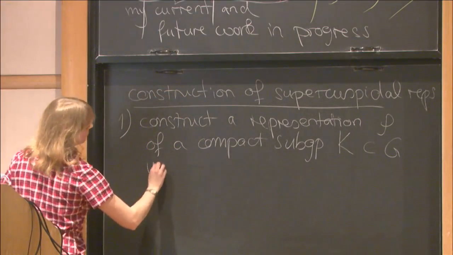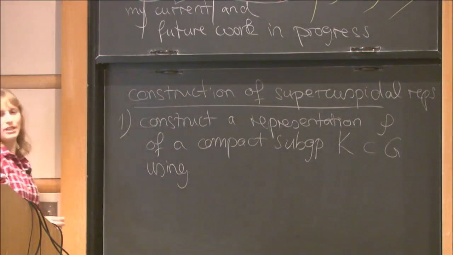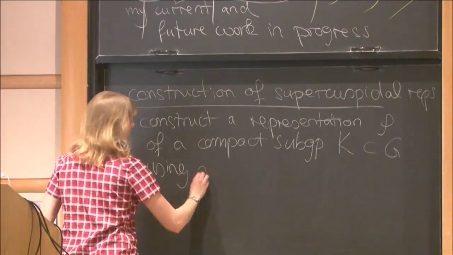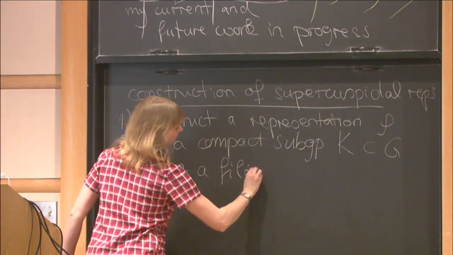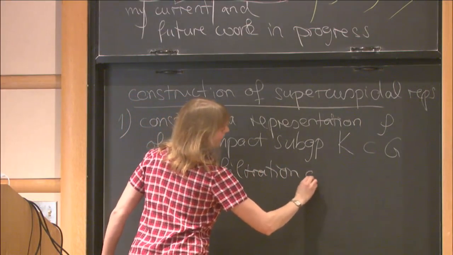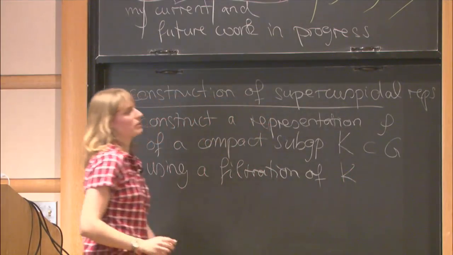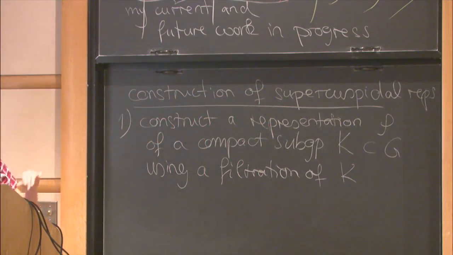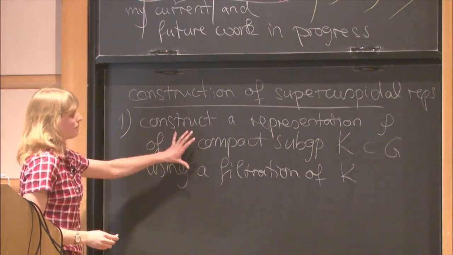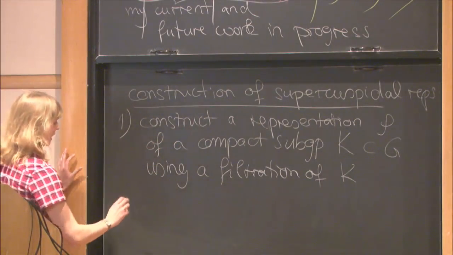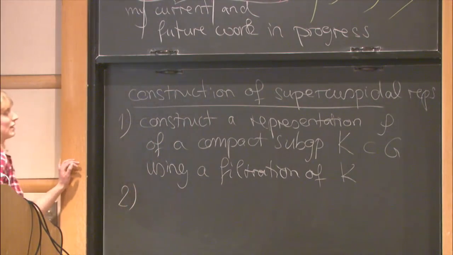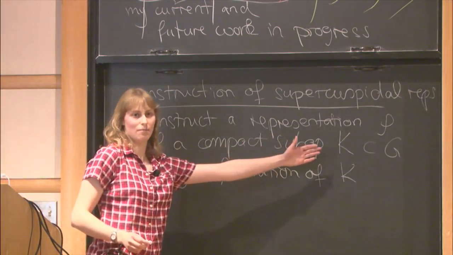And this uses some filtration of the compact subgroup K. And this uses, crucially, that we're working in the p-adic world. And that's the part I'm going to talk a bit about afterwards. And the second step is then, okay, we have a representation of a compact open subgroup.